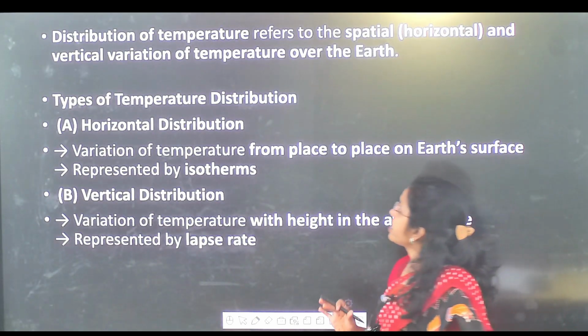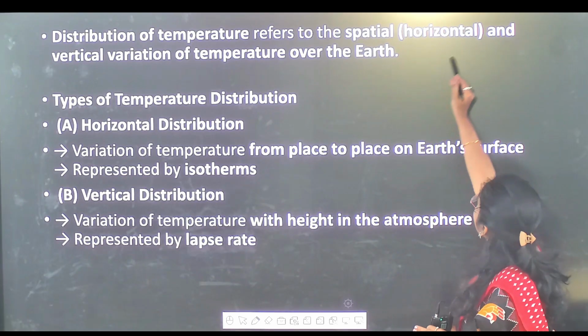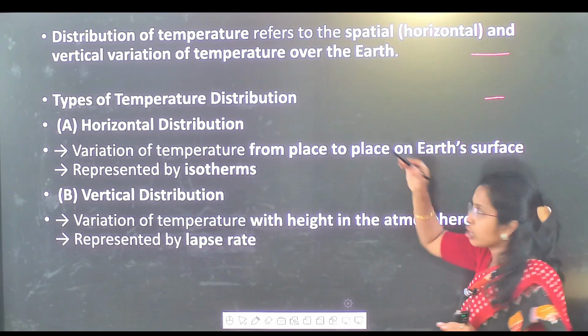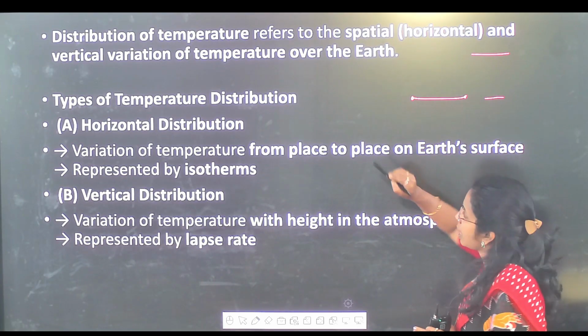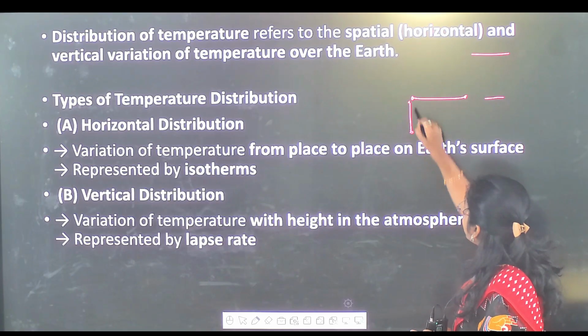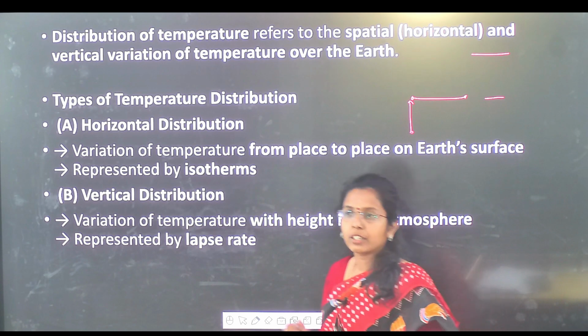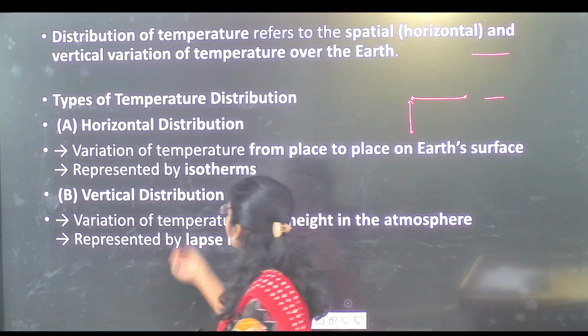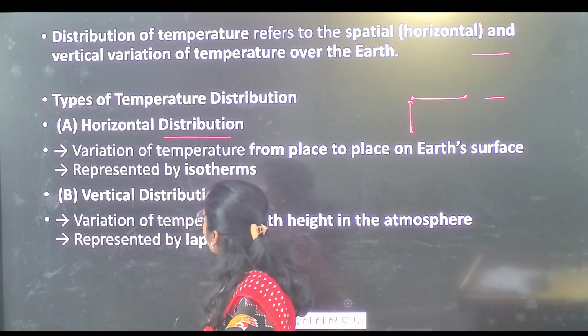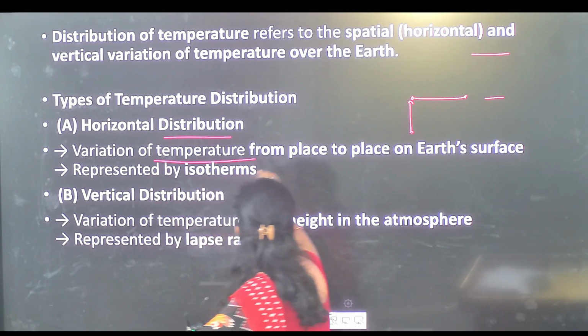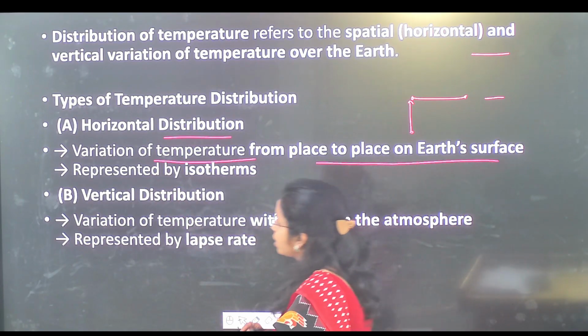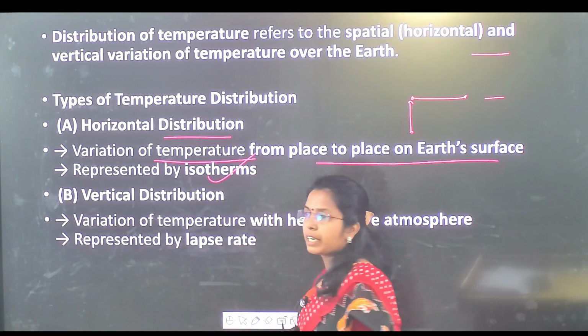Now, distribution of temperature refers to the spatial. Spatial means horizontal, from this place to this place. Vertical means height. Vertical, we already know, we have seen lapse rate, normal lapse rate and negative lapse rate. Horizontal distribution we are going to see. Variation of temperature from place to place on Earth's surface is represented by isotherms.